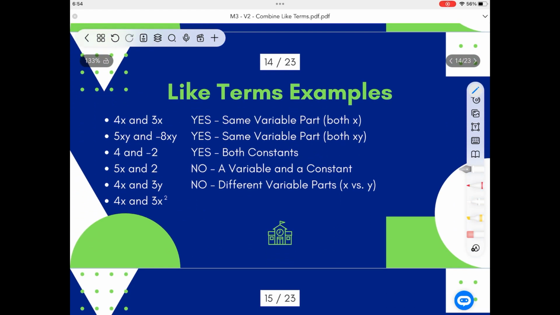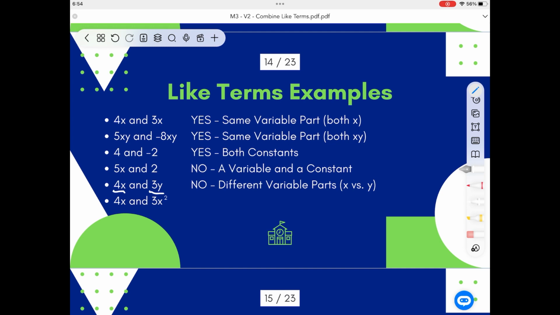Next up, 4x and 3y. Hopefully you said these are not like terms either. And the reason being, they have different variable parts. So they both have a variable, but the variable is not the same.